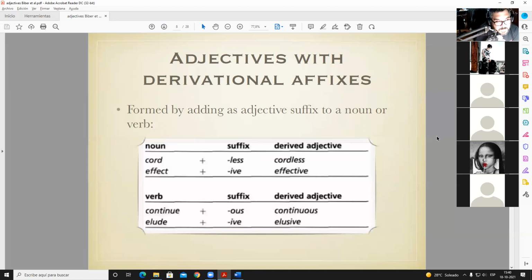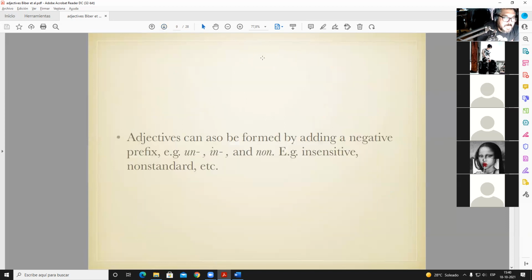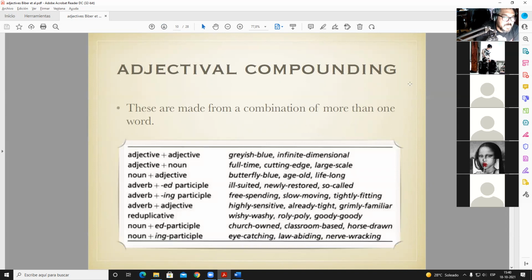Adjectives with derivational affixes are formed by adding an adjective suffix to a noun or verb. Okay, nothing new. So if I put -less on a noun, I create an adjective. Adjectives can also be formed by adding a negative prefix: sensitive, insensitive. Yeah, nothing new. Just reading.